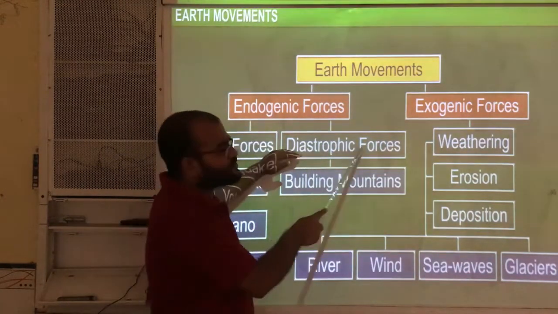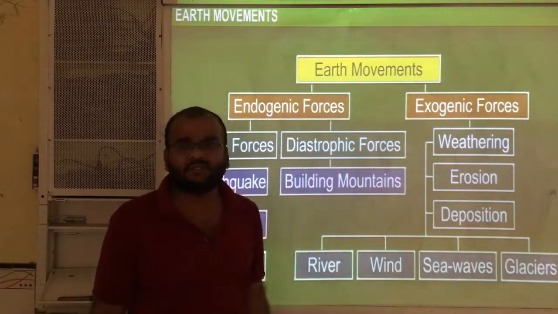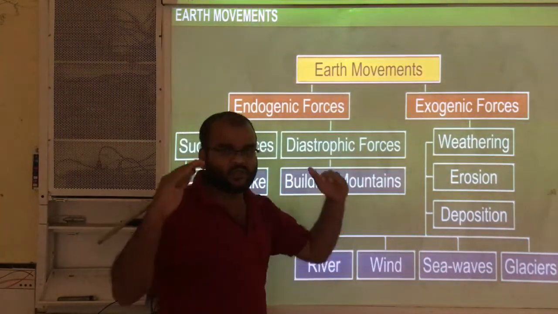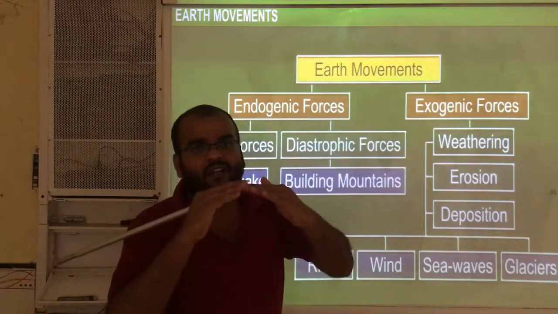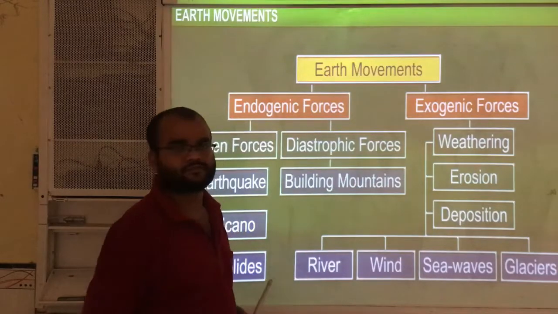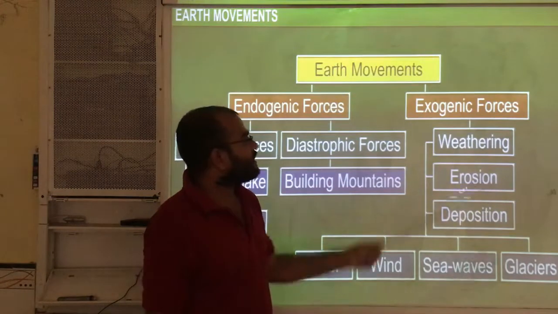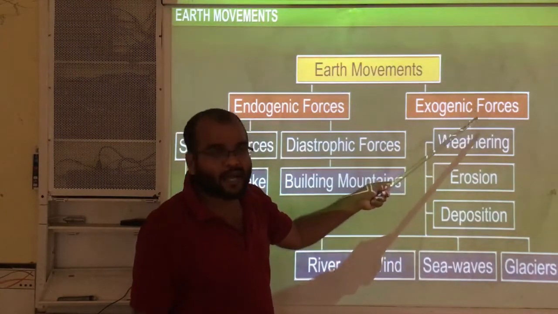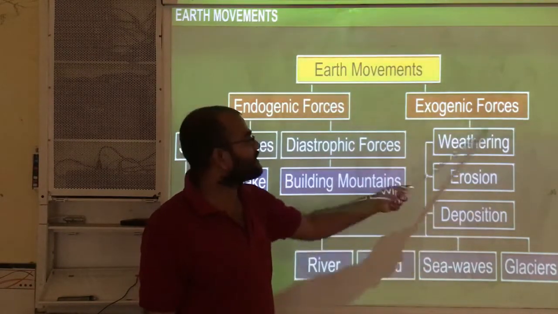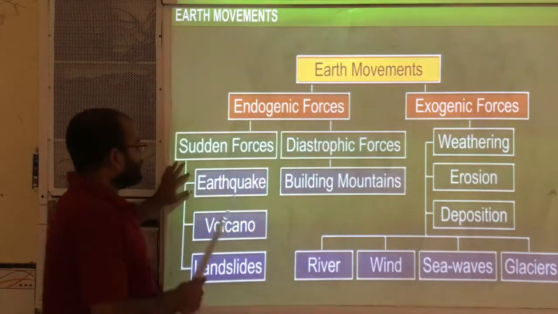And diastrophic forces, that means the forces which act slowly from the inside of the earth, cause the building of mountains. The mountains we see nowadays are all formed by diastrophic forces. And on the other side, exogenic forces are caused by weathering, erosion and deposition. These are the three main elements. Now let us see about earthquake.